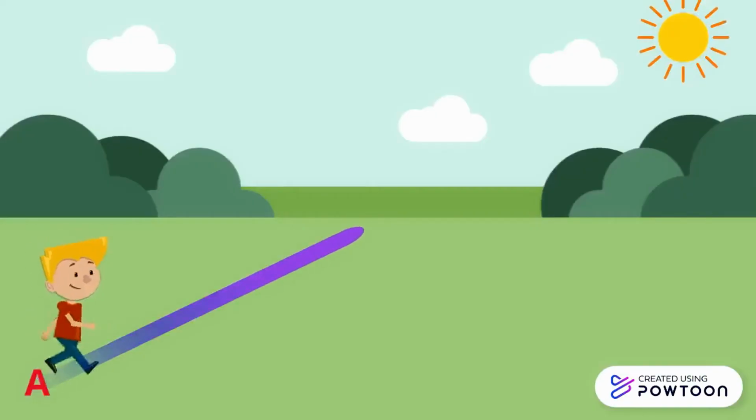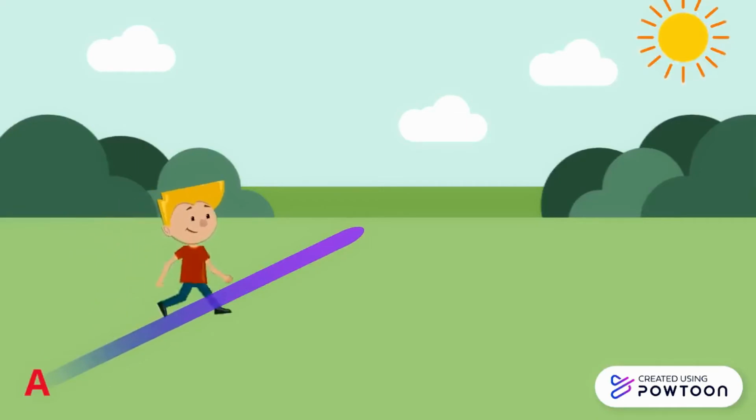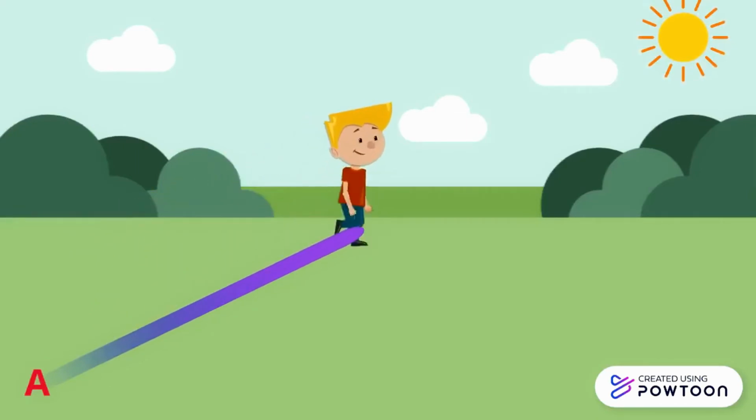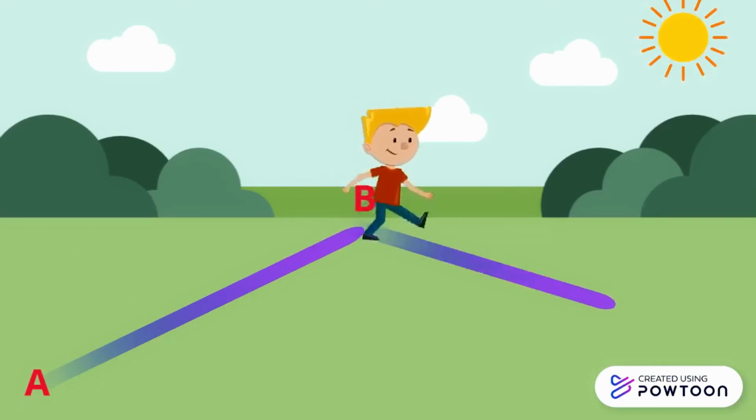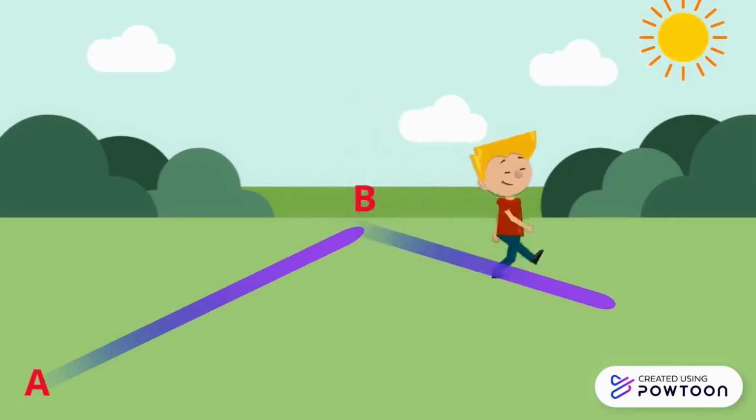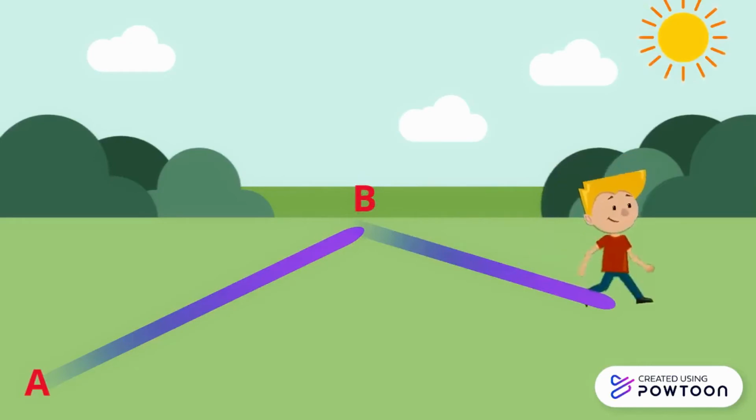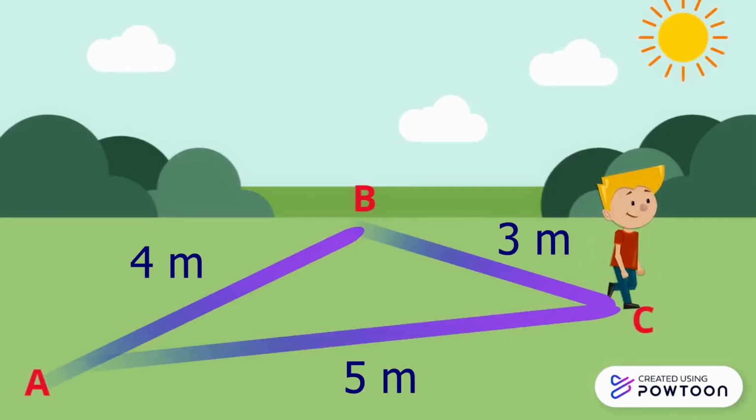Now we will go to our next topic. In motion, you must know the difference between two terms. The first one is distance, and the second one is displacement. I will give you one example. Andy is walking from point A to point B, 4 meters. After that, he continues walking from point B to point C, 3 meters. So we already know that the distance between point A and point C is 5 meters.